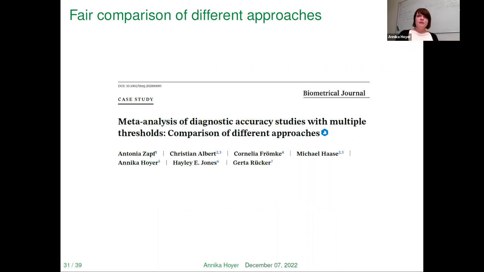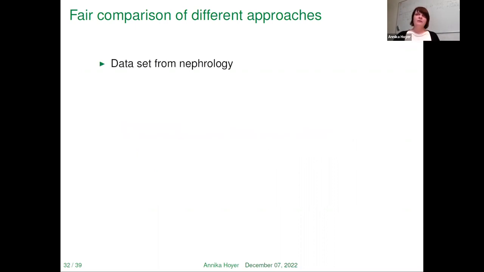And we've written a paper with other researchers that developed such methods: a group of Antonia Zapf and Cornelia Frömke, who developed a non-parametric approach, a group of Gerta Rücker from Freiburg, where a parametric approach was developed, and Haley Jones from the UK, who uses a Bayesian approach. The idea was that we want to make a fair comparison of our different approaches, and therefore we made something called a data set challenge.